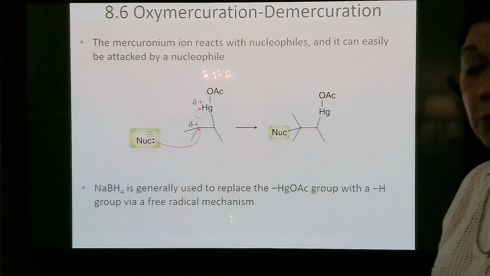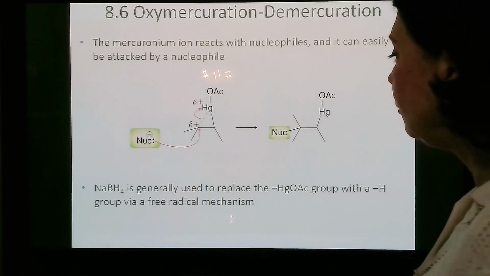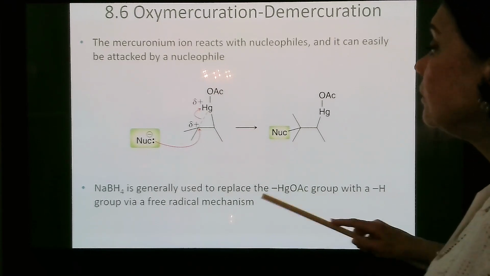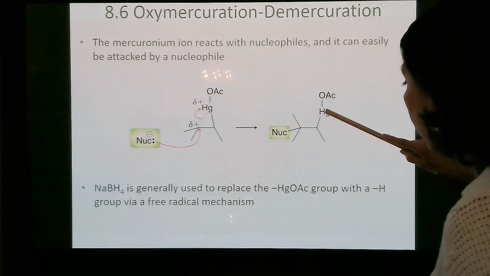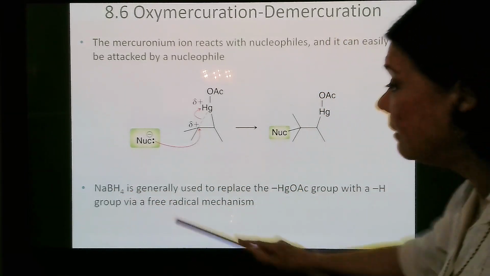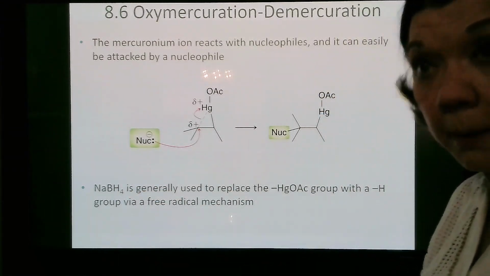Okay, and I'm not going to go into the mechanism of that. It's sort of complicated, and so you won't need to know the mechanism. Just remember that this donates a hydrogen to replace the mercury here. This is hydrogen rich, and so that should be something that's easy for you to remember.